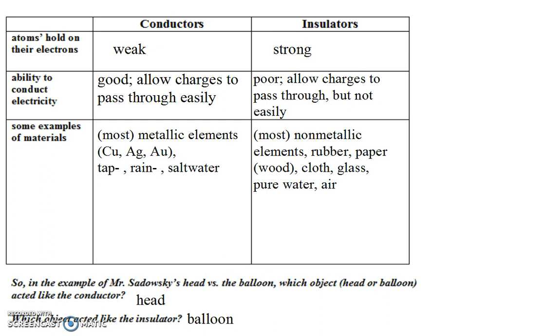Now, we also could sort of cheat a little bit. We know that balloons are made of rubber or plastic, which I forgot to put on here. Plastic is another good insulator, and rubber is a good insulator, and so definitely the balloon is the insulator.